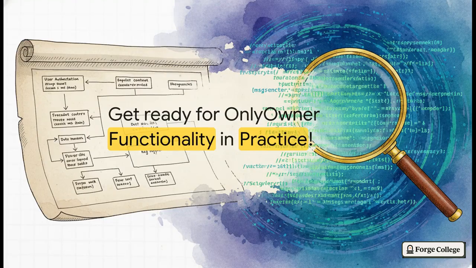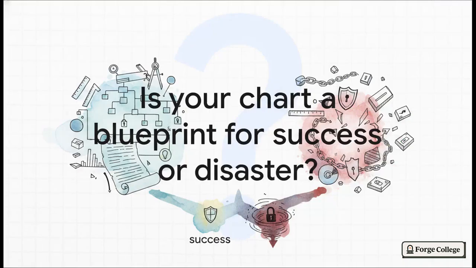So, what's next? In our upcoming lesson, Only Owner Functionality and Practice, we're going to transition from conceptual design directly into concrete code. I highly recommend you keep your org chart blueprints handy because we're going to be writing and analyzing the actual code-level safeguards. I'll leave you with this final, somewhat provocative thought. Take a deep look at your current Web3 project. Is your organizational chart a true blueprint for success, or is it secretly a map straight to a security disaster?